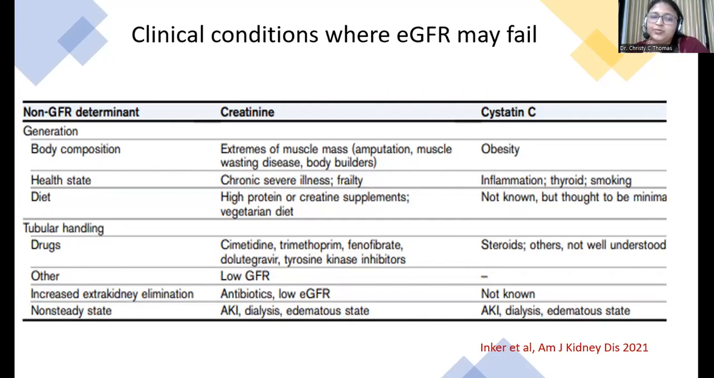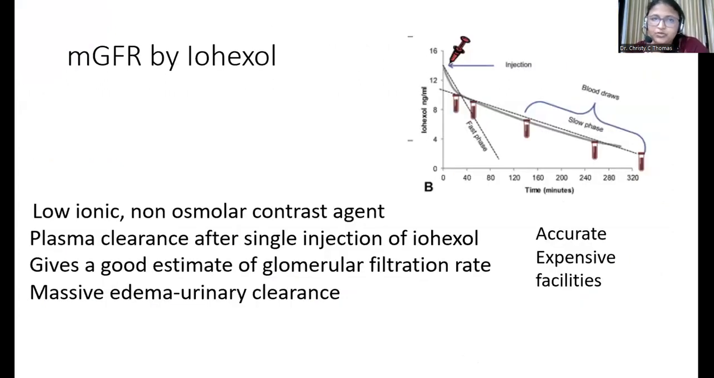We assume a steady state while selecting the endogenous marker to derive the GFR. So in case of a non-steady state, these endogenous markers will fail to give accurate GFR, which includes acute kidney injury, dialysis, edematous state, etc. So while calculating eGFR and assuming it is similar to the true GFR, we should keep at least these clinical conditions in mind.